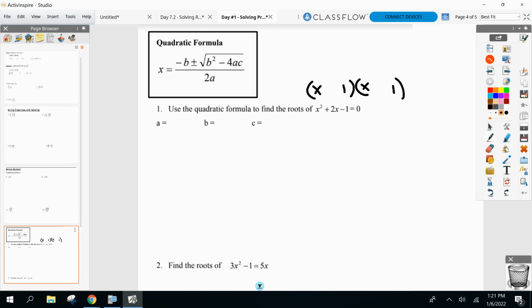Is this even semi-familiar from last year? All right, so you've at least seen it maybe. All right, so I don't have to start from square one. The quadratic formula has 3 variables in it, a, b, and c. Where do I get those numbers from?